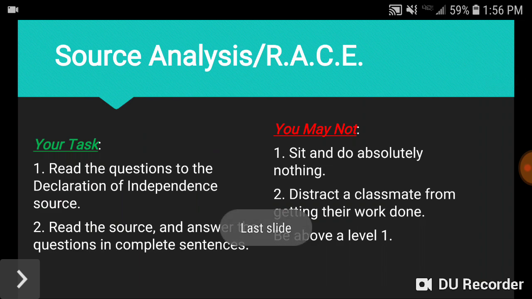All right, so your source analysis, you're going to read the source about the beliefs, or part 2 of the Declaration of Independence. You're going to read the questions before you read the source, and then answer the questions in complete sentences. And then after you've completed your source analysis, you're going to write your RACE response, basically saying, are the beliefs of the colonists still true today? And do you think that the colonists were right or justified in writing their Declaration of Independence?